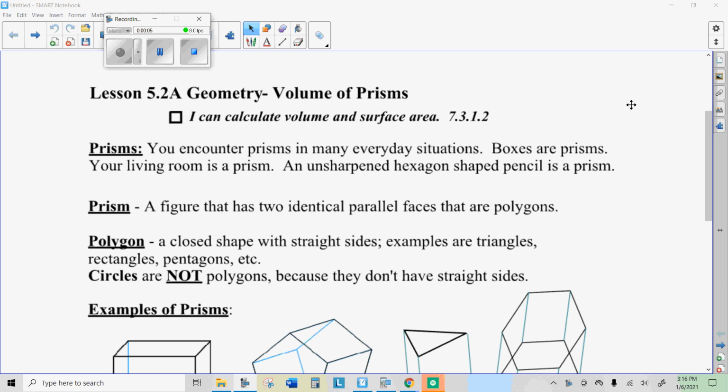Mr. Hermanson again. Today we're going to do lesson 5.2a, how to find the volume of prisms. First of all, I guess you need to know what a prism is. And so let's define that first.